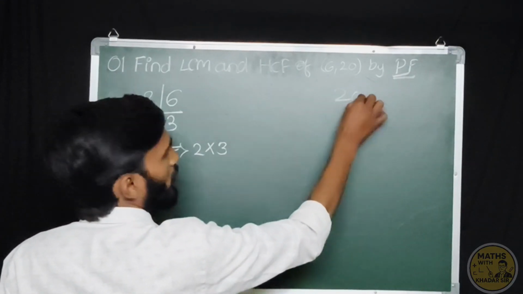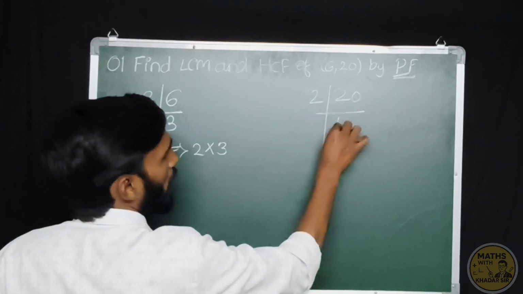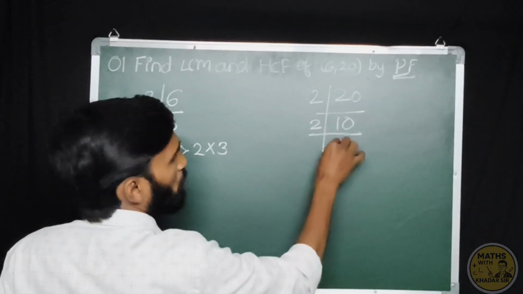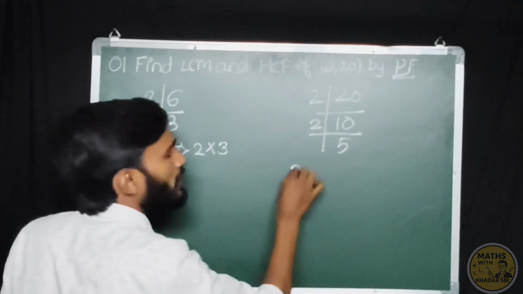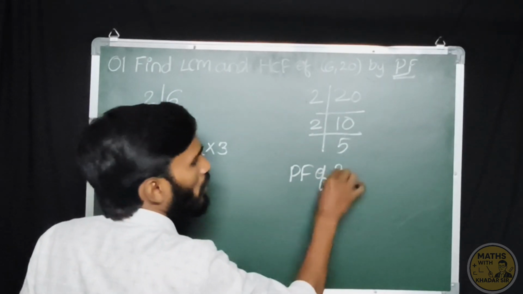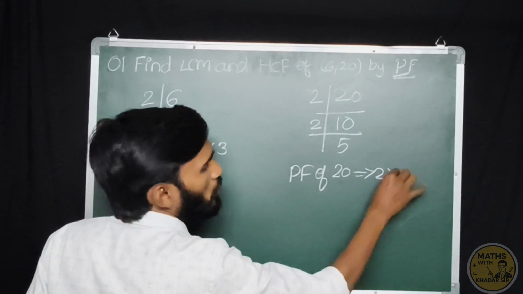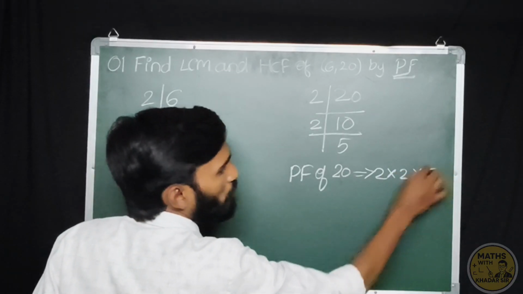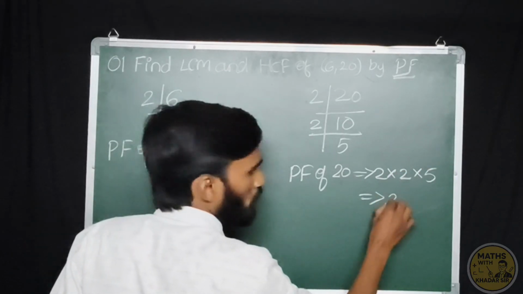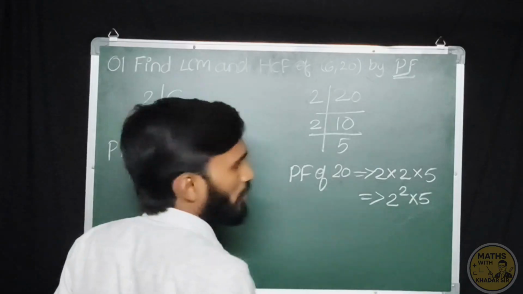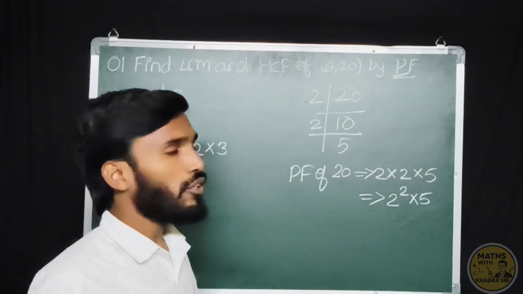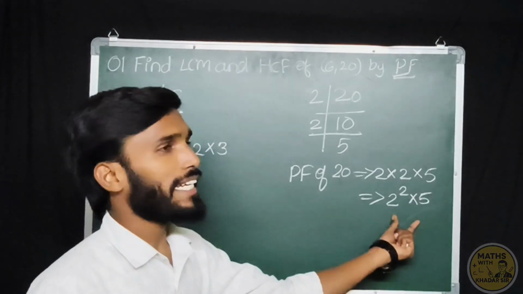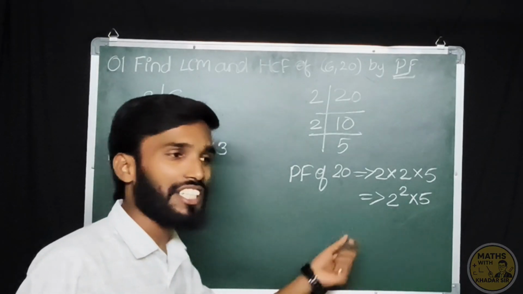Now next, 20 by using the ladder method, 2 times 10, 2 times 5, 5 times. These are the prime factorizations of 20. What is that? 2 into 2 into 5, and that is nothing but 2 square into 5. This is the prime factorization. Now you all know how to find the prime factorization of such numbers.